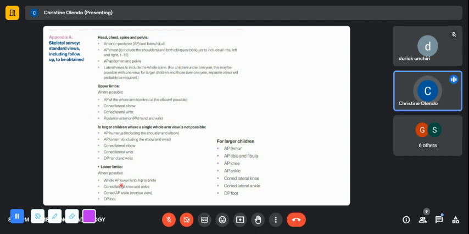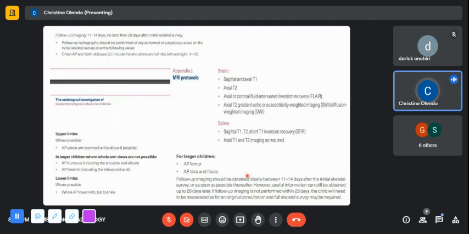For the lower limbs, you do whole AP of the lower limbs, that's hip to ankle, and then coned lateral of the knee and ankle, and coned AP and DP of the foot. For larger children, you'd go by the specific bones: AP of the femur, tibia, fibula, knee, ankle, and coned lateral of the knee and ankle, and DP of the foot. Follow-up imaging is done around 11 to 14 days and not later than 28, and you do it for those areas where you found an abnormality or something that you picked up.